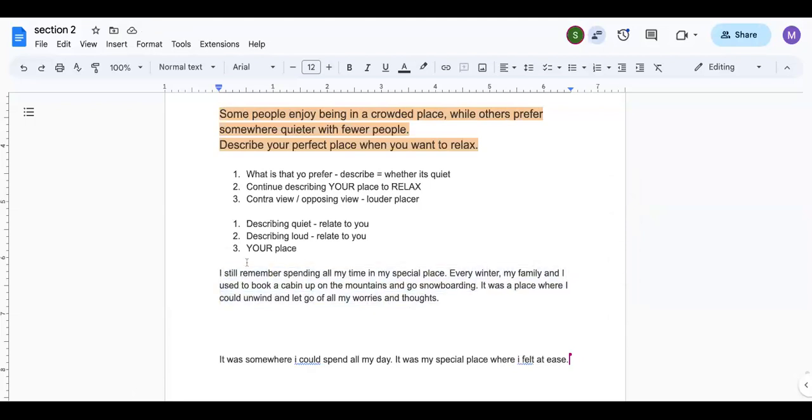Just one thing that I would change, even though I'm not saying it's wrong, is the first sentence. It doesn't seem like a hook, right? A first sentence for your topic sentence should always be a hook. A hook should always convince your reader to read ahead. If I read, I still remember spending all my time in my special place, I wouldn't be that curious, right? So maybe just something descriptive about your special place would also work.